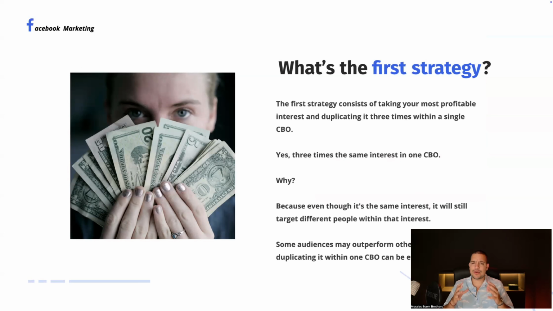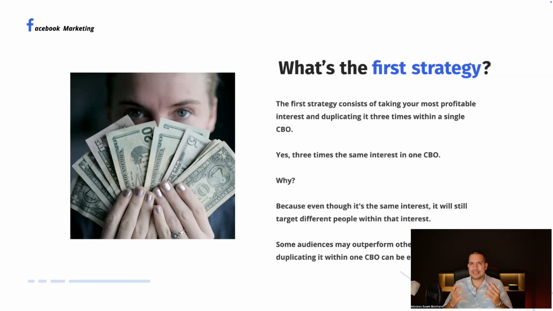Okay, so the first strategy consists into duplicating the same interest 3 times. So let's say you start testing a product and you have one interest that is performing extremely well, you have other ones that are performing okay, then you will take that interest and you will put it inside of that CBO 3 times. Why not like 1 time? Why not like 5 times?